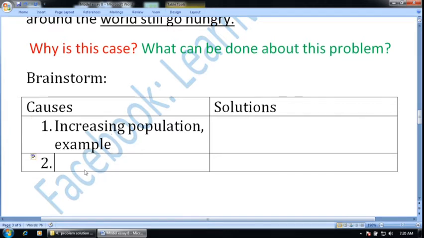And the number two is in spite of advances in agriculture, why still people go hungry apart from increasing population? The advances in agriculture make good outputs, but when there are natural disasters, our crops are lost, and we still go to crisis. So natural disaster is another cause.